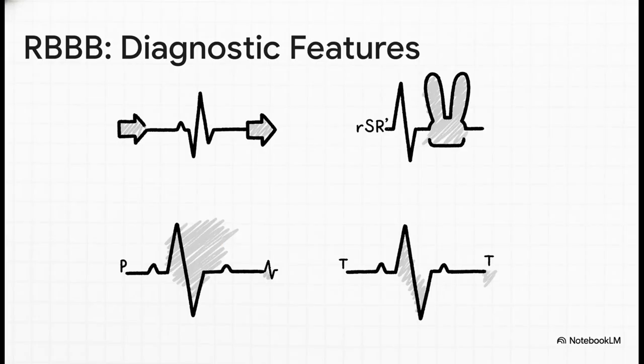Okay, let's just summarize this. Here's your diagnostic checklist for RBBB. First, you need a wide QRS. Second, you've got to find that classic RSR prime pattern in V1. Third, look for those broad S waves out in the lateral leads. And fourth, you're probably going to see some related changes in the T waves too. If you hit all those marks, you can be pretty darn confident in the diagnosis.